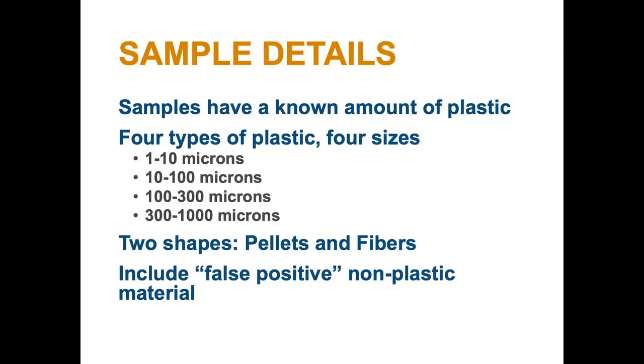So the samples we're creating are going to have a known amount of plastics. They'll be known to the people creating the samples, and we'll be sending those off to those who will be analyzing the samples, and we're going to see what happens. We've got different size ranges. We've got different shapes. We know that pellets and fibers are both important. You saw that from the San Francisco study. And we're going to include false positives. One of the things that came out of the San Francisco study that Chelsea talked about was coming up with standard operating procedures for labs to follow. So everybody's going to be given a set of standard operating procedures to follow for working up these samples.